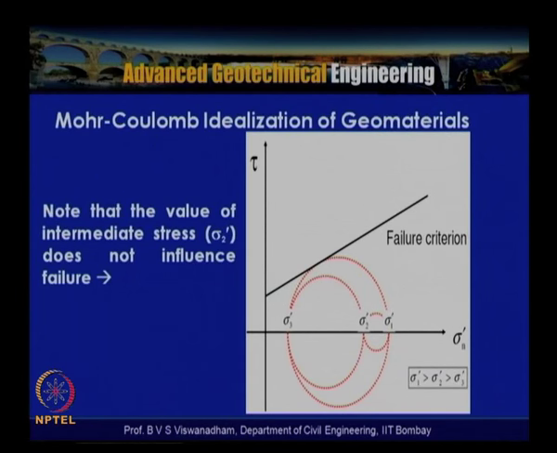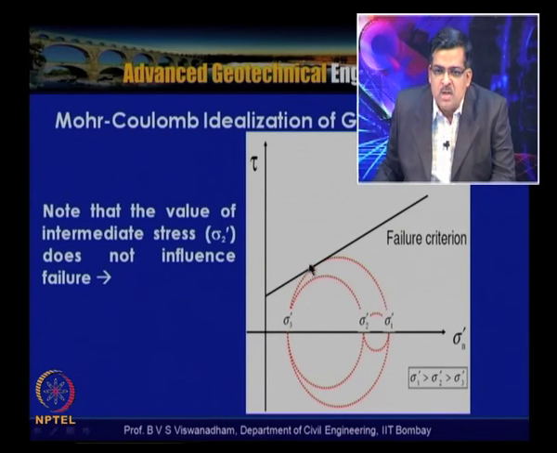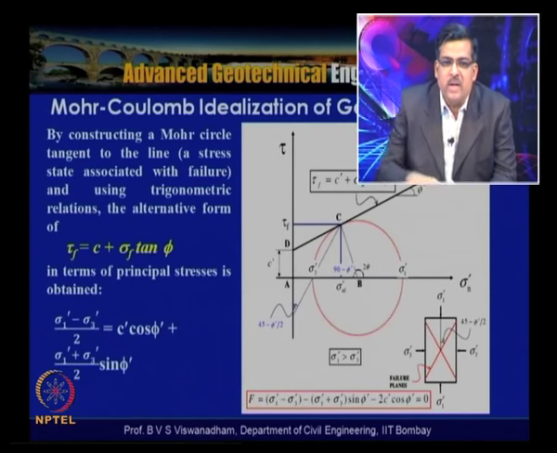A point we need to note here: in the case of the Mohr Coulomb idealization, we have discussed that because of the non consideration of sigma 2 dash, as can be seen here, when we have sigma 1 dash and sigma 3 dash, the minor principal stress, this Mohr circle is in contact with the failure envelope. Here sigma 1 dash is greater than sigma 2 dash, which is greater than sigma 3 dash, and note that the value of the intermediate principal stress sigma 2 dash does not influence the failure. So in the Mohr Coulomb idealization, the intermediate principal stress sigma 2 dash is neglected.